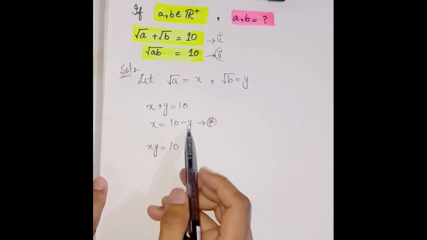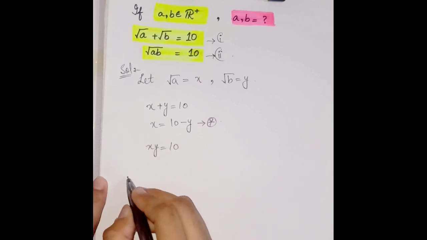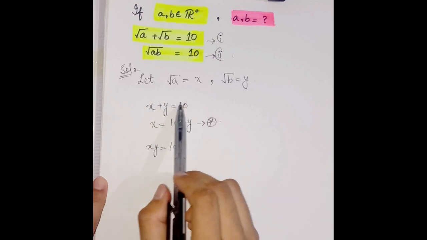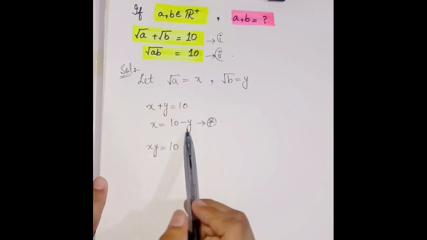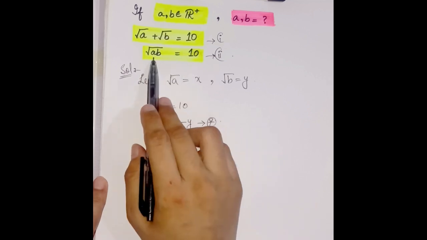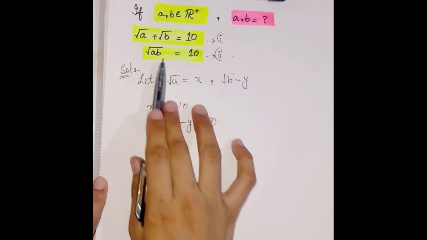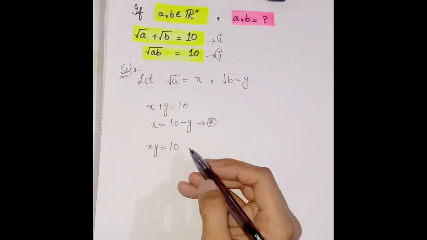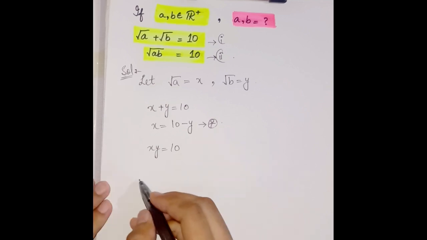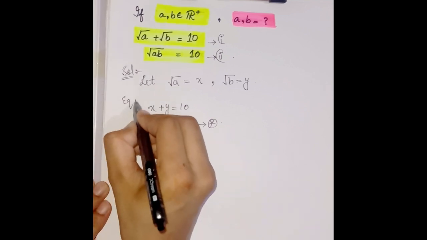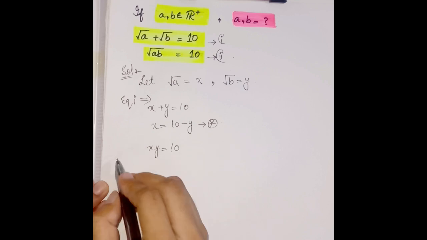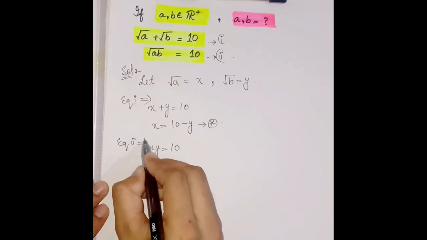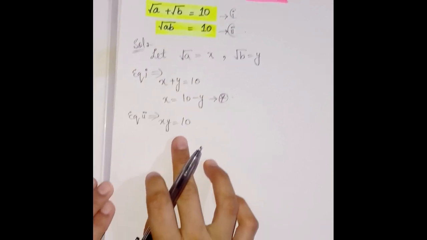Now I'm going to take this one, x is equal to 10 minus y. I just take y to the other side, and that will be 10 minus y. And xy is 10 because I put the value of the square root of ab in equation 2 here. I can write equation 1 and equation 2 like this. Got it?